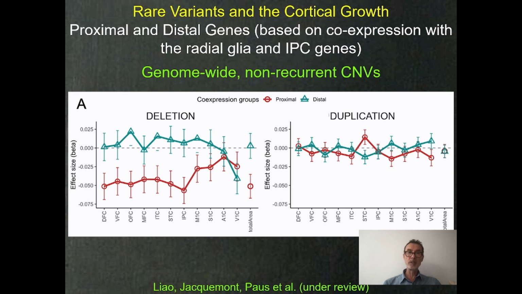And the opposite is true for the genes that are far away, are less co-expressed with progenitor cells, with the exception of the primary visual cortex. And that's a very interesting region that very often shows up as showing very different architecture.